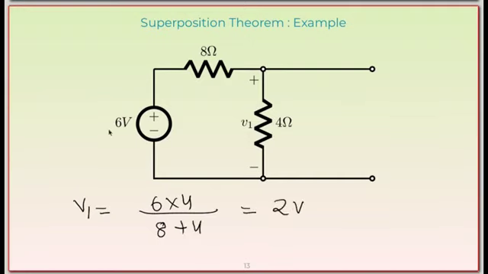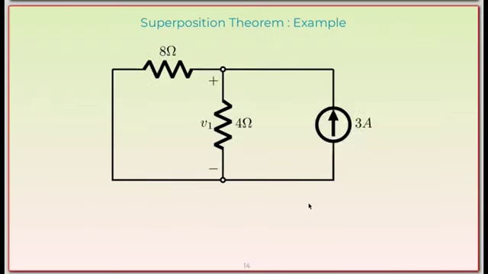So the contribution in the total output V is basically equal to V1 plus V2, where V1 is the contribution of this 6 volt voltage source acting alone, and V2 is the contribution of the current source acting alone. V1 we have already determined, this is equal to 2 volt. Now we are going to consider the current source acting alone. Here is our current source, and we have turned off our voltage source, and what we mean by turning off is that we have short circuited this branch.